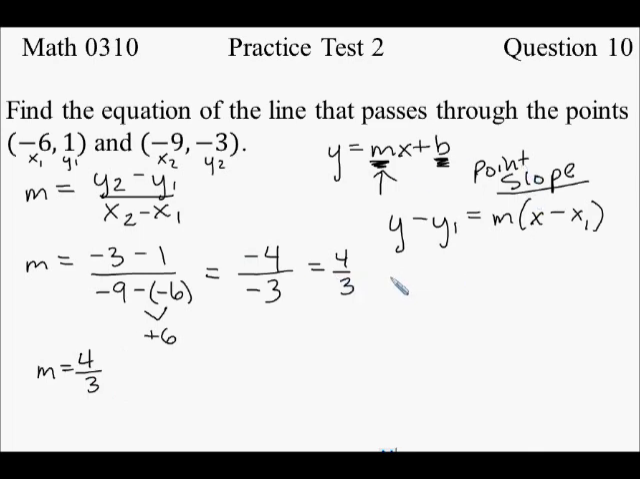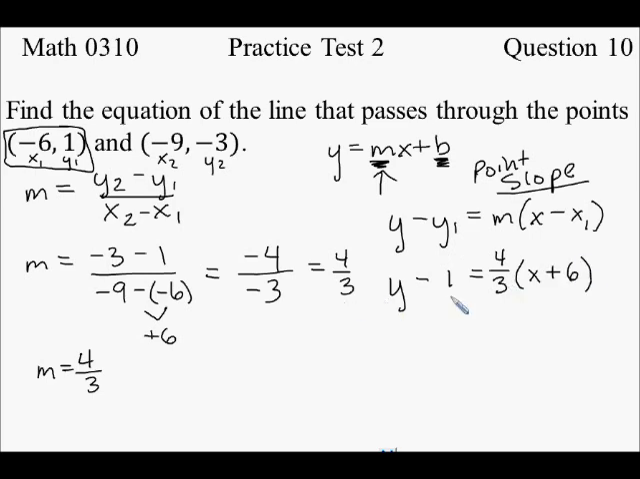So y minus y1, and here I'm just going to use this point right here. So y1 is 1 there, equals m, which is 4/3, 4 over 3, times x minus x1. So minus a negative 6. Let's just go ahead and write that. Minus negative 6 is going to be like a plus 6 here.